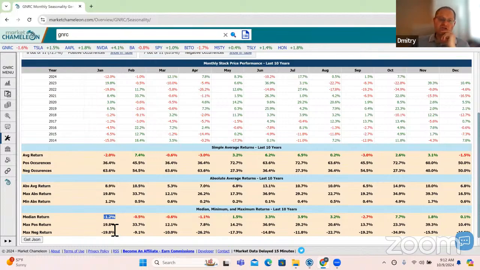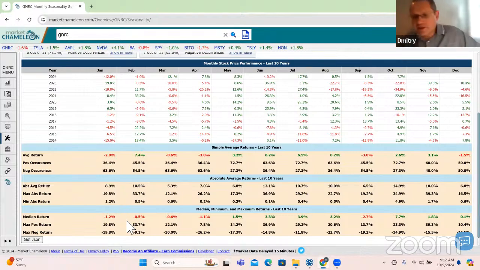And if we just took all the observations that show the best move to the upside and the worst move to the downside, we see the best move was up 19.8%, which is over here, and one was down 19.8%, which was over here in 2022. The best one was in 2023.